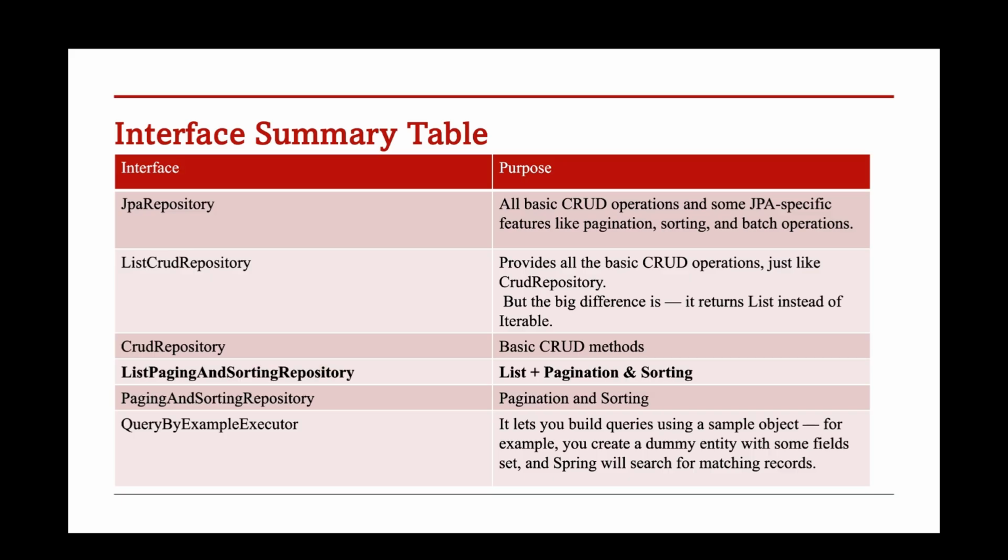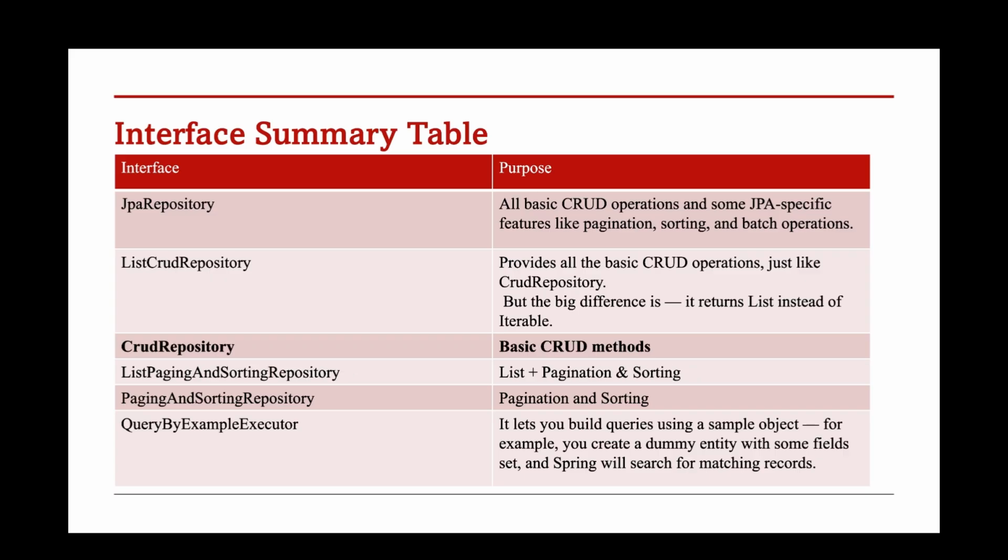Now let's look at another useful interface introduced in Spring Data. List Paging and Sorting Repository. It extends Paging and Sorting Repository, but with a small improvement that makes a big difference. All the findAll methods return a list instead of an iterable. That might sound minor, but it's actually quite helpful, because in most real-world scenarios, we work with lists directly in our services, controllers, or even in the front end. So with this interface, you still get all the features of paging and sorting, but with a more convenient return type.